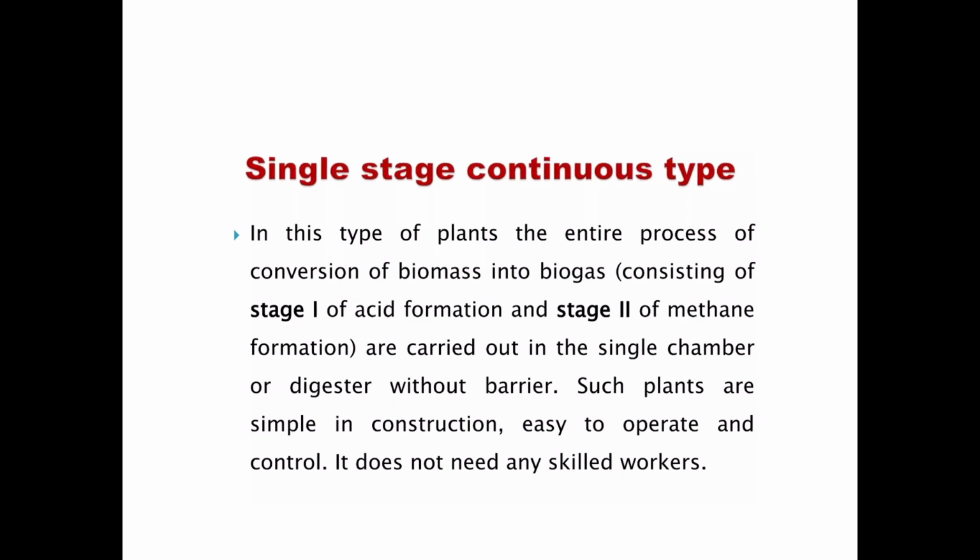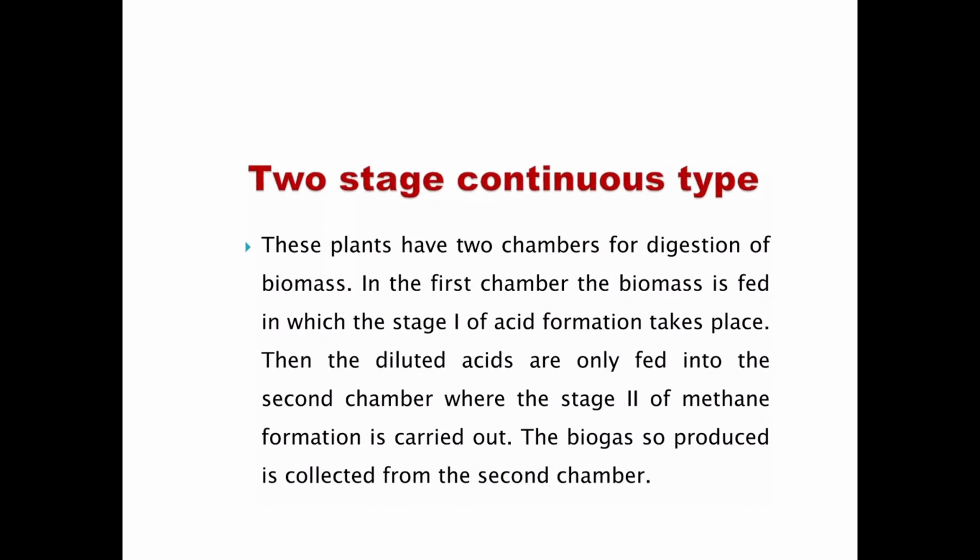Through the inlet pipe the substrate is discharged into the digester, where the slurry is fermented and the biogas is produced. That is what we call fermentation. If everything is done in the same plant, it is called a single stage continuous process. The two-stage process has two chambers of digestion. In the first chamber the biomass is fed for stage 1, acid formation, where the concentration is very low, a diluted acid. Then we go for stage 2, methane fermentation, and the biogas is produced from the second chamber.